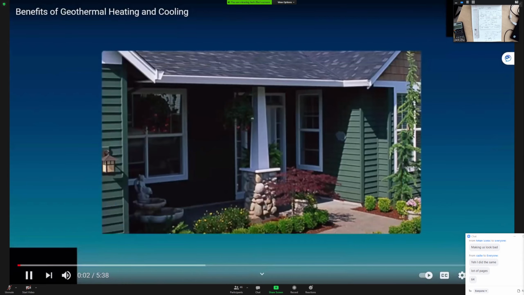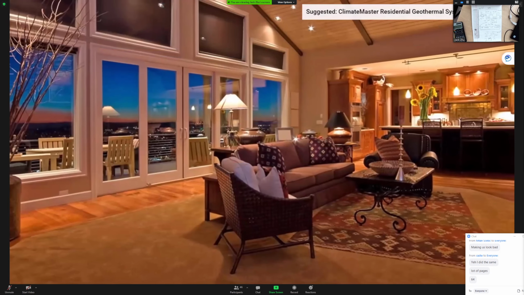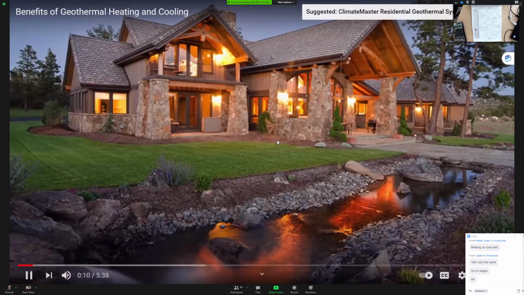What if there was a way to heat your home in winter, cool it in summer, and provide abundant hot water all year round, all while cutting your utility bills by up to 80%?